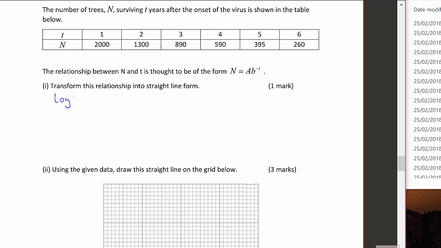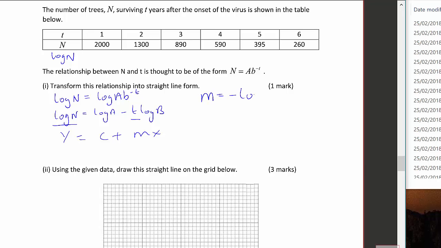So let's use logs. So log n is log ab to the negative t. And so log n is equal to log a, take away t log b. You should be getting used enough to this that I don't need to do every line of that now. So we're going to plot log n against t. So we're going to need log n figures here. And this is the form y equals c plus mx, where we can see that the gradient is negative log b.